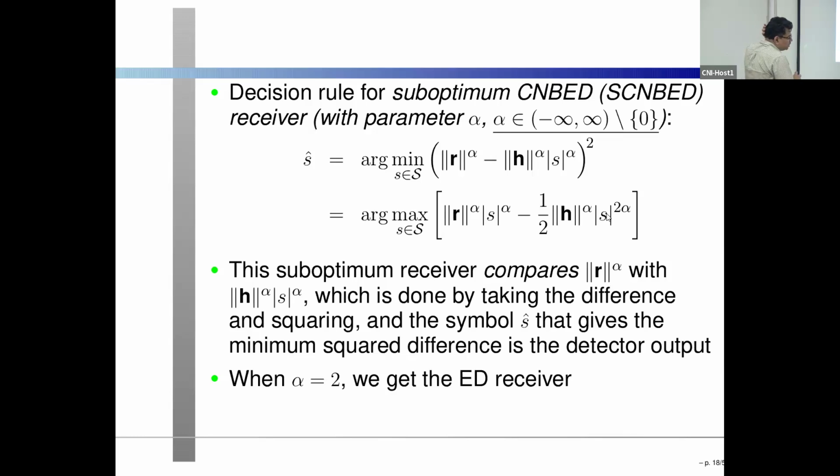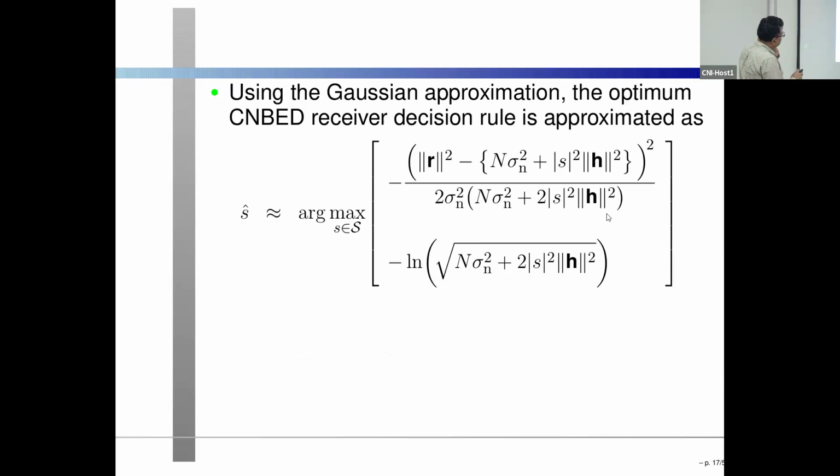Okay, now let's look at a suboptimum receiver for the channel norm based case. Previous, yes? What is this square brackets? Arg max, yeah. This term minus this term. Yeah, it's that, minus this, minus this. It's not a matrix. No, it's just minus this. You can easily get it from Gaussian statistics. See the log likelihood.